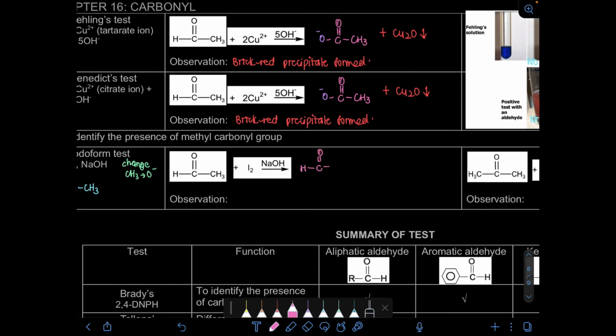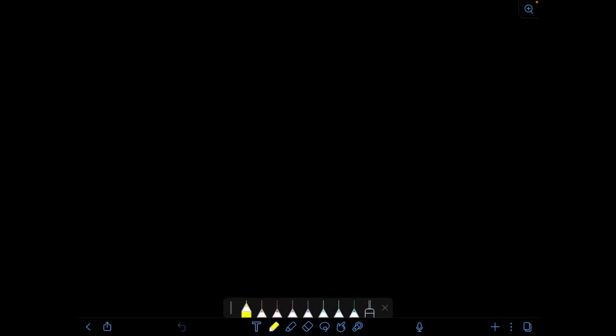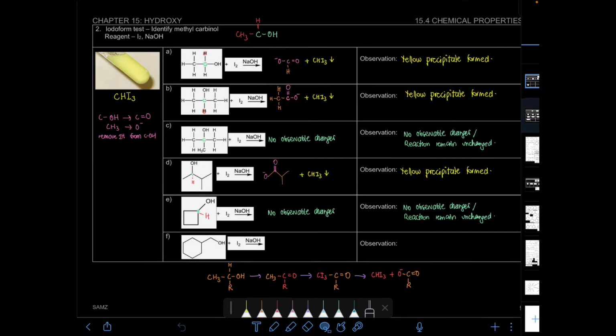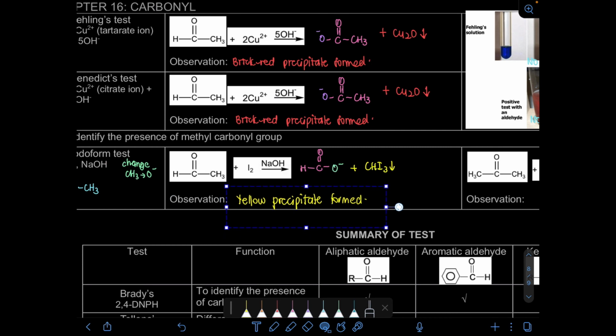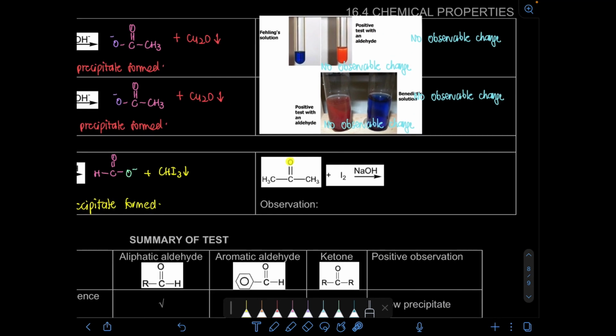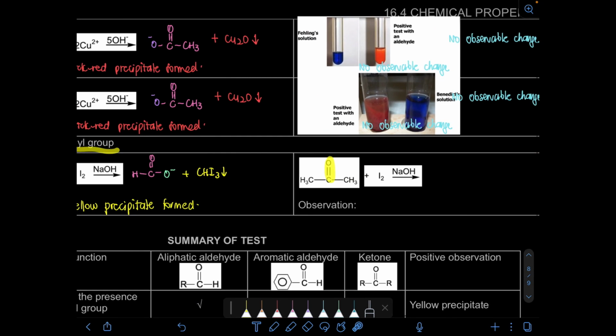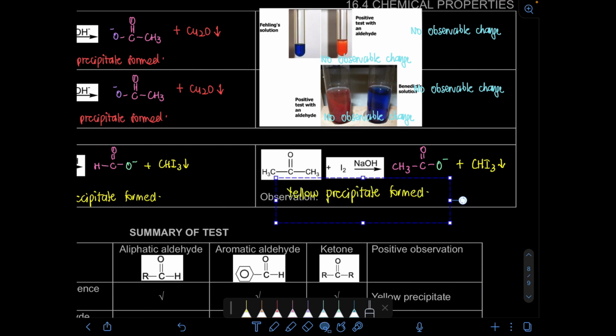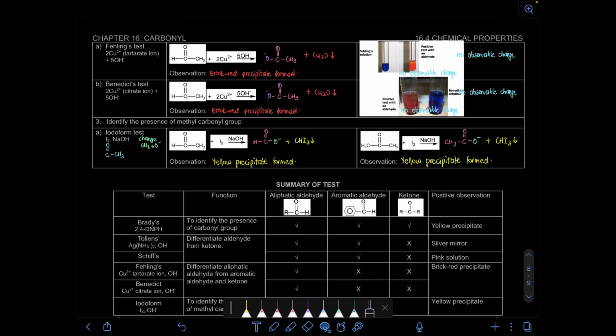So I'm just gonna redraw the structure. CH3 jadi O-. How about the precipitate? Dia CHI3 arrow downwards. Okay, so this is actually the observation dia. Dia adalah yellow, macam very soft yellow. So observation dia adalah yellow precipitate form. Okay, same goes untuk ketone here. Make sure kena pastikan ada methyl pada C double bond O. Since we have methyl here, so dia akan jadi C double bond O CH3. CH3 jadi O-. Make sure ada precipitate. Okay, and then the observation is that yellow precipitate form.